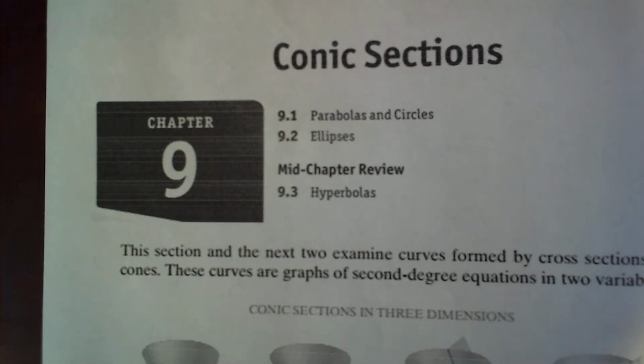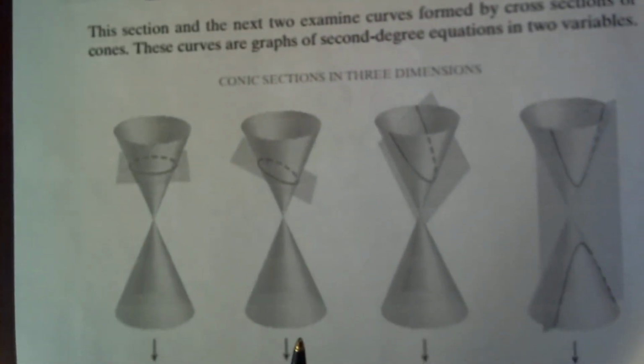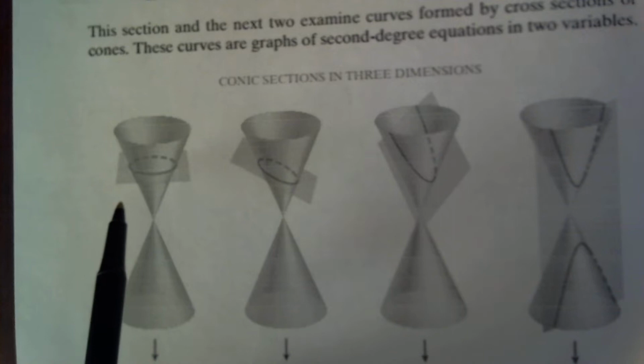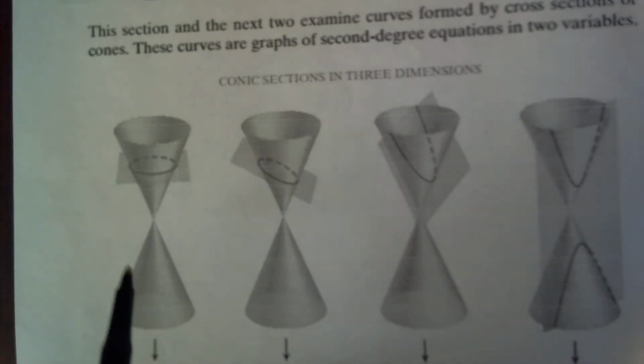So here are the conic sections, and you may have seen this before, where you basically have two cones, one on top of the other. When you intersect a cone with a plane at a right angle to its axis, then we get a circle. If it's tilted, not perpendicular or parallel to the vertical axis, we get an ellipse. When it's parallel to the side, we get a parabola. And when it's parallel to the axis, we get two hyperbolas.